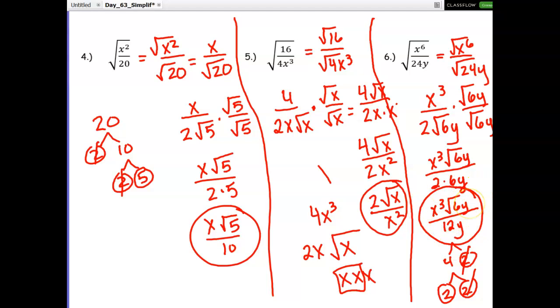Okay, highly recommend doing the homework tonight and comparing your answers against the answer key that's posted on Student View.